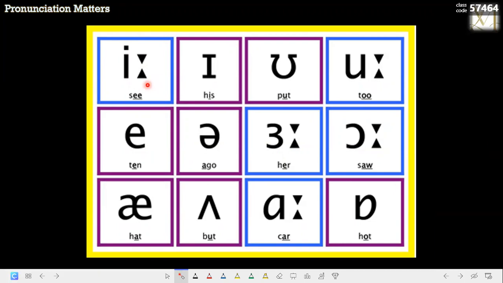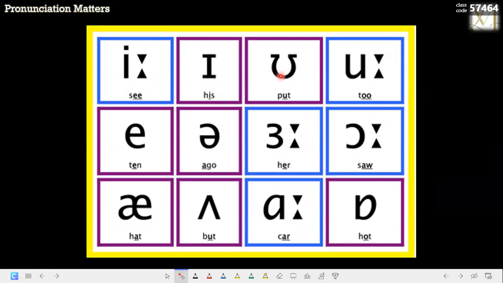How many long vowels do we have in the vowel chart here? There are 5. You can notice all these 5 vowels have 2 dots, like /i:/, /u:/, /ɔ:/, /ɜ:/. Okay, they are long vowels. As for the short vowels, we have /ɪ/, like his. This is called /ɪ/, his.